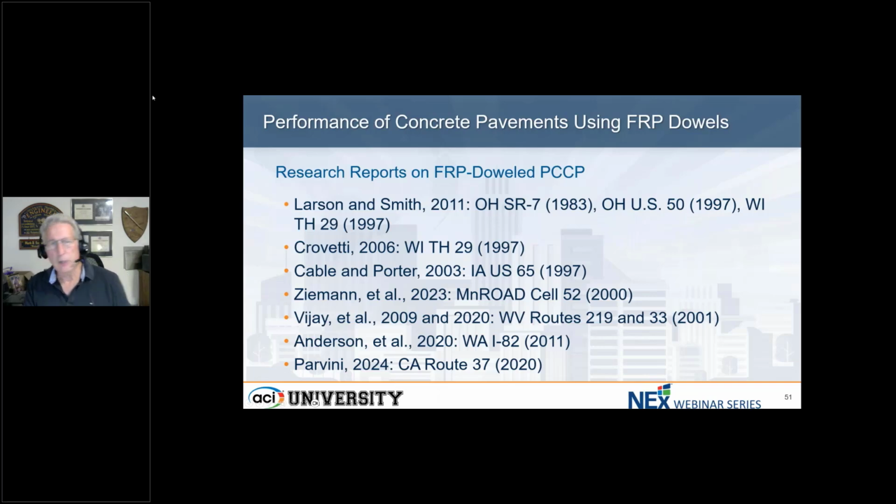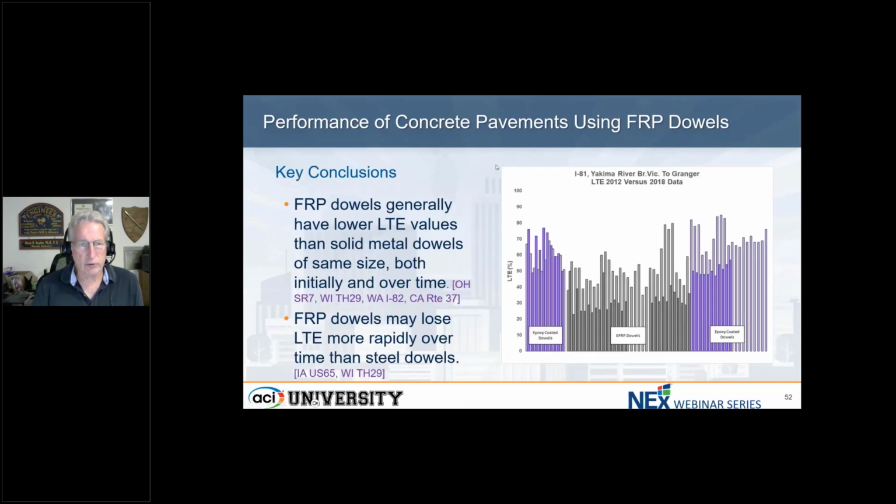Okay. Closing in on the end here, performance of concrete pavements using FRP dowels. There's been a lot of research on FRP doweled concrete pavements, and these are all documented in the report. Here are some of the key conclusions. FRP dowels usually have lower load transfer efficiency values than solid metal bars of the same size, both initially and over time. And they tend to lose their load transfer efficiency more rapidly over time than steel dowels.